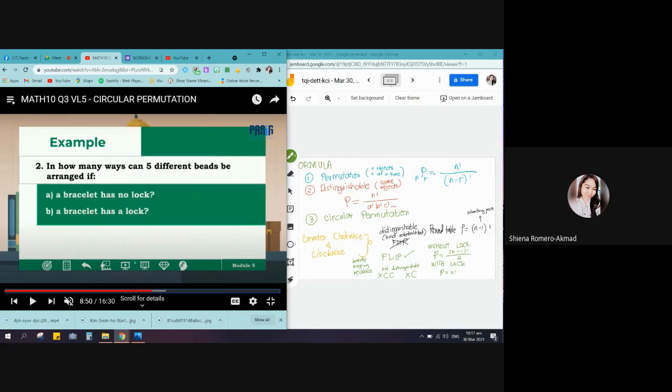Next, ano kapag may lock? At kapag walang lock yung bracelet and you only have here 5 beads. So kapag walang lock, that's n minus 1 factorial divided by 2. N, which is 5, minus 1 is 4. 4 factorial is equal to what? What is 4 factorial?